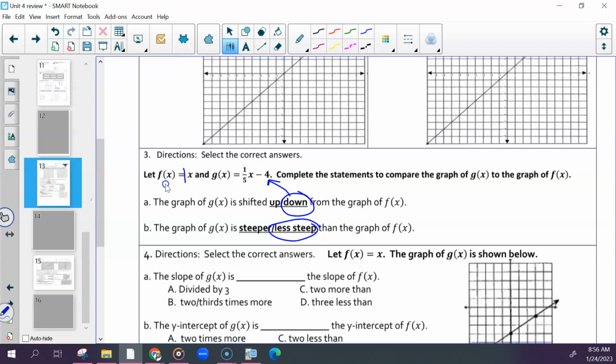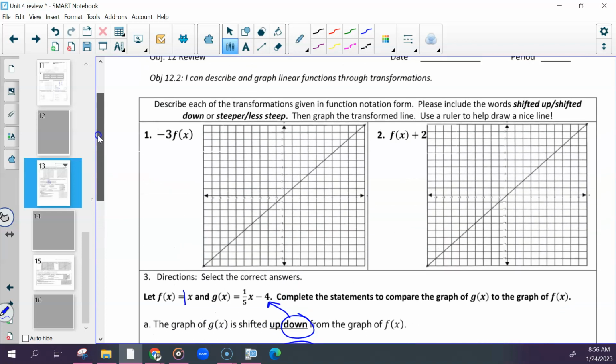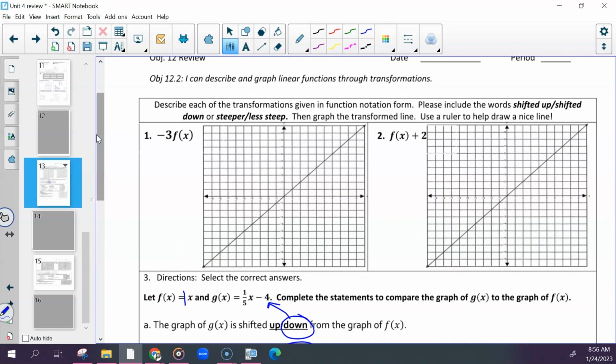Other questions on either of these sheets we want to go over? Sheila? Number 2. Okay. So we need to describe and regraph this line. If I have some function that's being added by 2, what happened? What changed? The y-intercept shifted up 2.